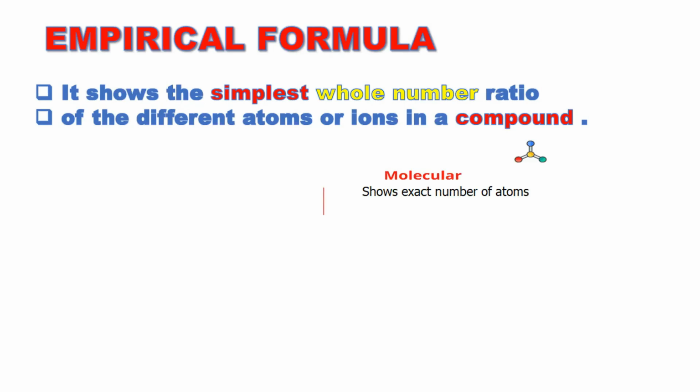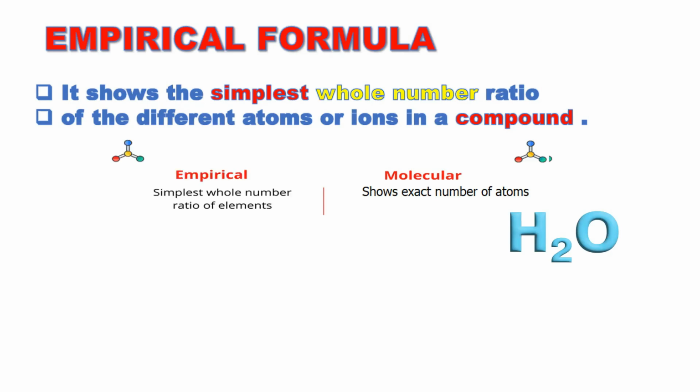As you know, molecular formula shows exact number of atoms, like what? Like H2O. Water molecules contain two hydrogen atoms and one oxygen. What's the ratio? 2 to 1. Whether we can simplify this formula? Sure, no. We cannot simplify this formula into another simplest one. So, what about the empirical of water? Empirical of water is the same like molecular.